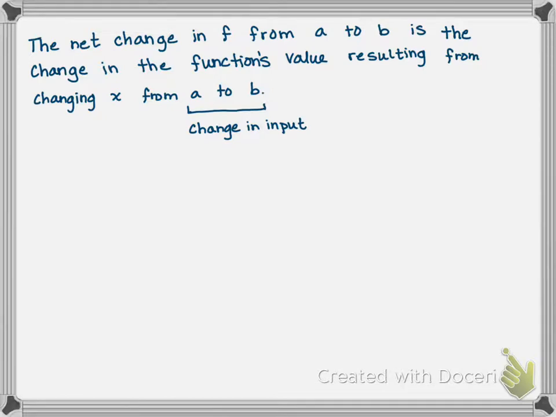The resulting change in your output is what we call the net change. So anytime we'll see this language quite a bit throughout the semester, the idea of the value of the function or the function's value. Anytime we talk about the value of a function, we're talking about its output. So when we talk about the change in the function's value, that represents the change in the output.